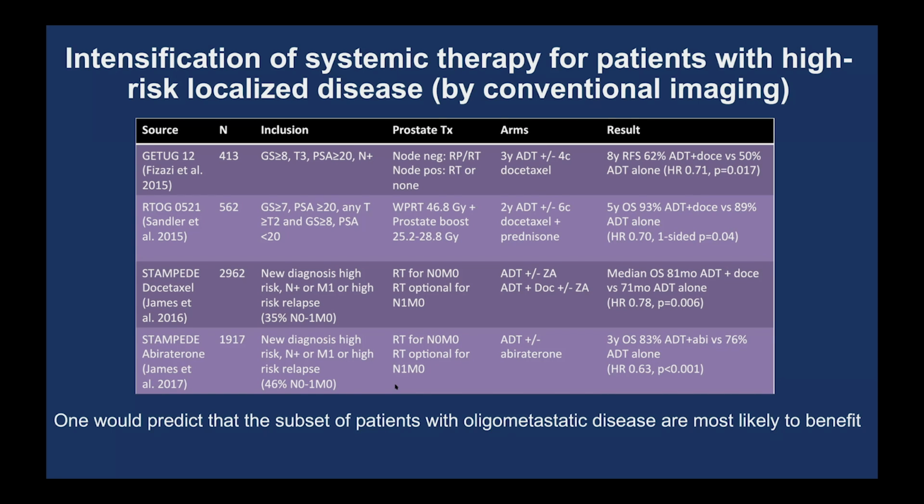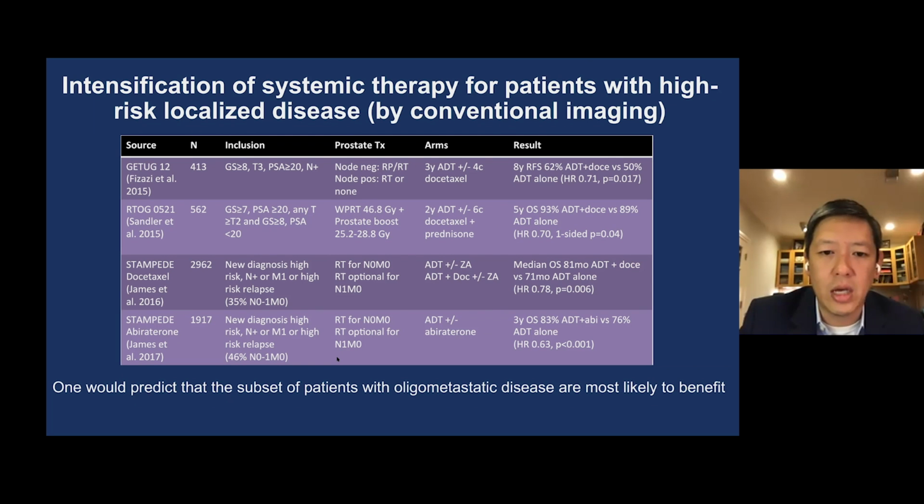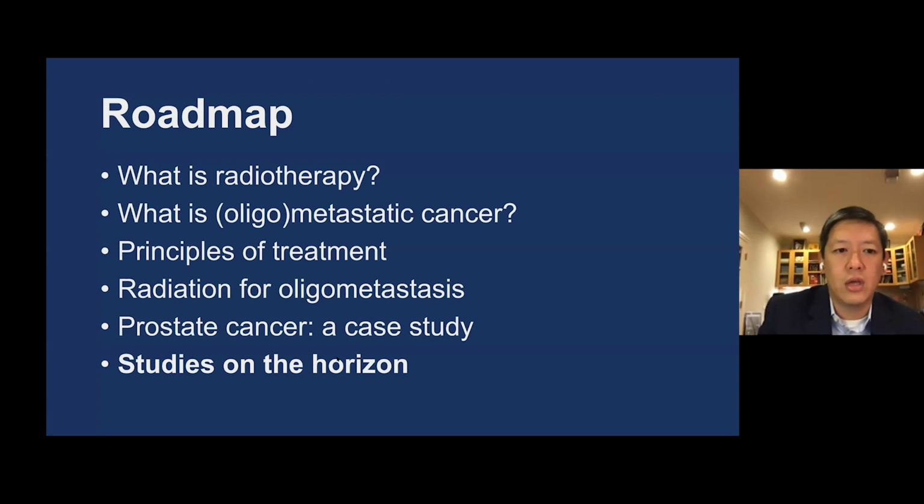And what I would predict is that the subset of patients, on these studies, who actually have metastatic disease that can't be seen with conventional imaging, are the ones who are most likely to benefit from the intensification of drug therapy. And so at this point in time, I'm going to pass the baton back over to Dr.